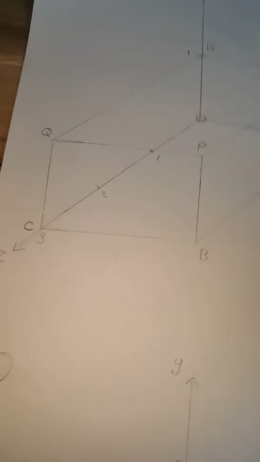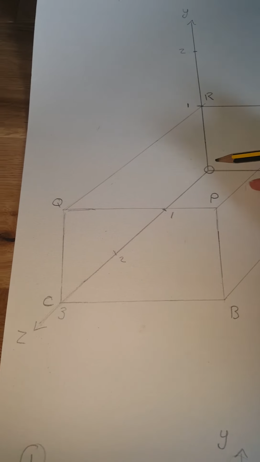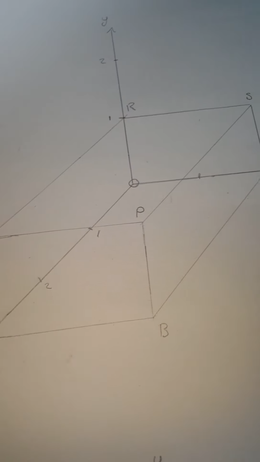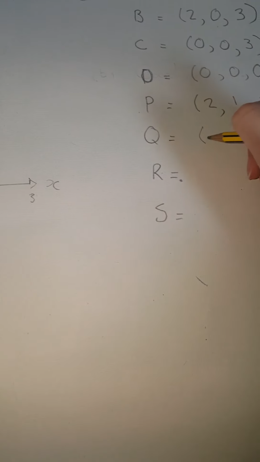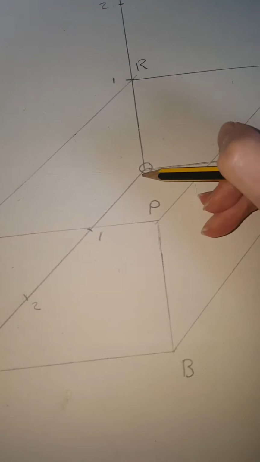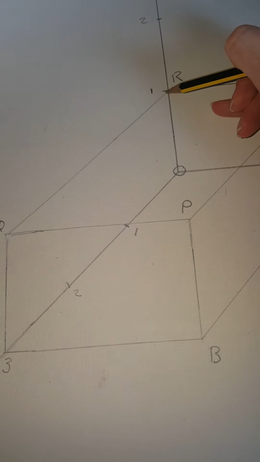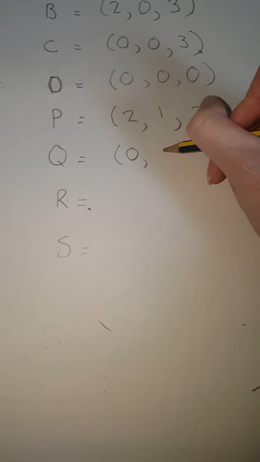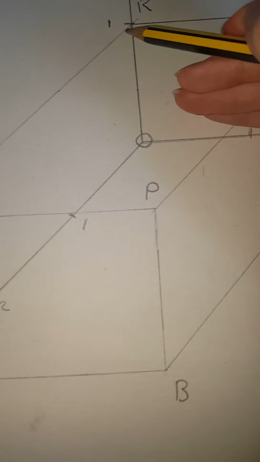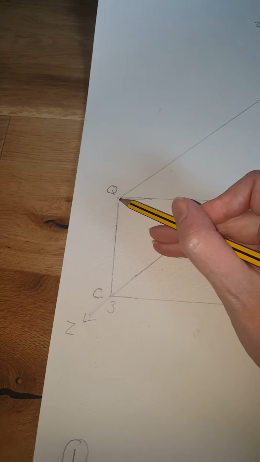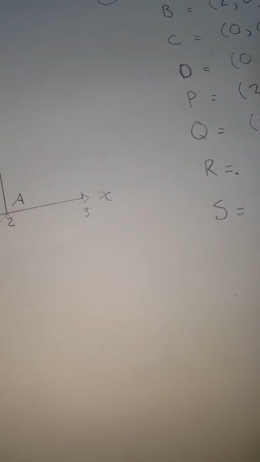Okay, on to Q. Right, so in Q, I don't move along the x at all, so the x coordinate is 0. Starting at the origin, think how I get there. I go up 1 place, so my y coordinate is 1. And then I'm going out 3 places, so my z coordinate is 3.